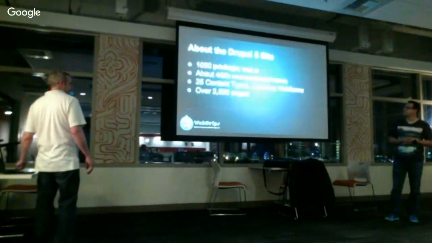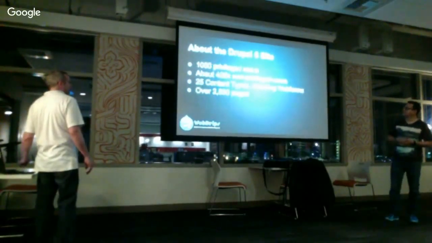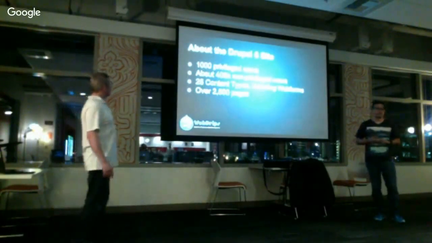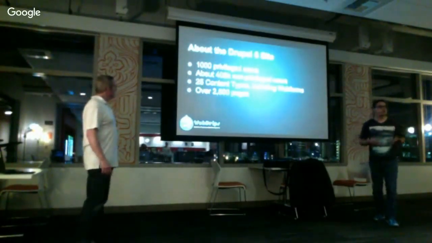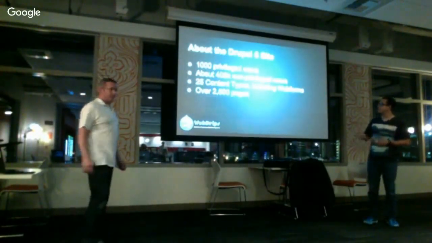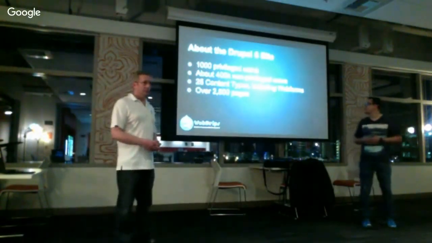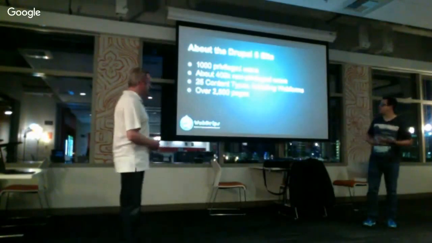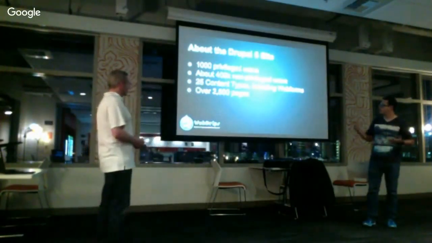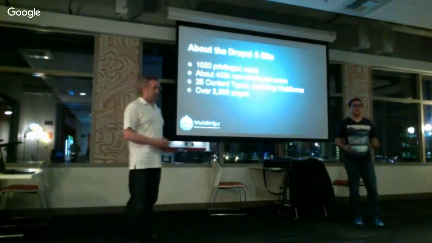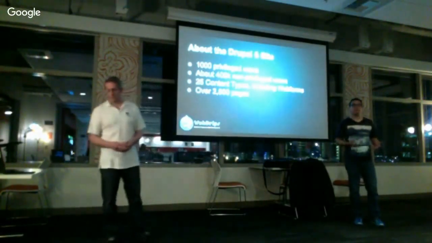The other thing is, we had about 1,000 privileged users, who are content owners and editors, and about 400,000 non-privileged users, those are external users. We had 25 content types, and a lot of pages and a lot of nodes that were not being used anymore.